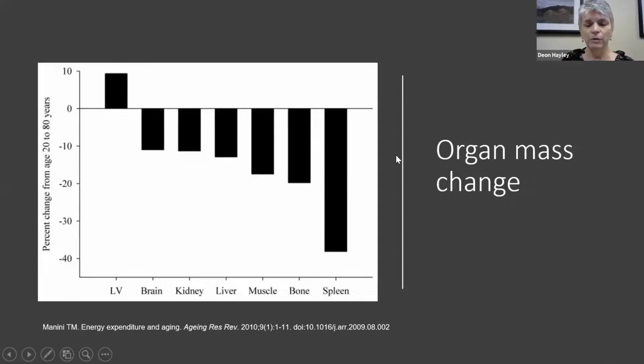In general, most of our organ mass decreases; things atrophy with age. You can see in different organ systems here, but this LV is left ventricle, that's your heart. Your heart is the one organ that is constantly working your whole life, never getting a break, and it gets hypertrophied with age because of working so hard.